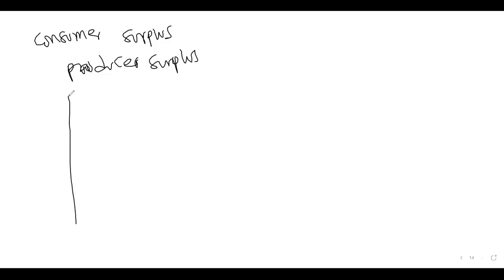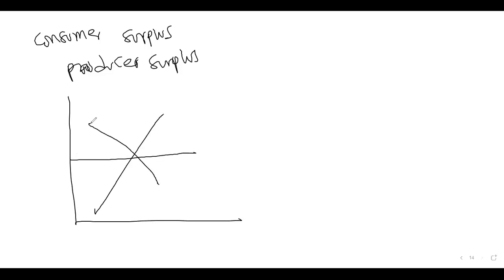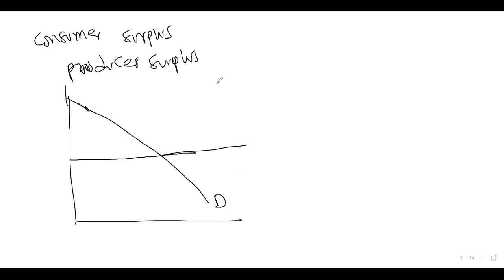So in a diagram like this, whenever we have demand and supply, so this is demand and this is supply.